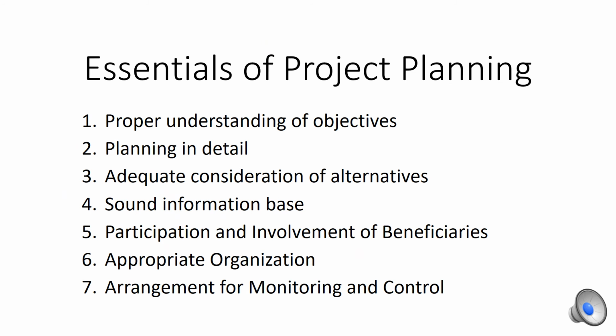Moving on to the next slide, it is about the essentials of project planning. Now, what does it include? Number one, proper understanding of the project and of the objectives, planning in detail, adequate consideration of the alternatives, sound information base, participation and involvement of the beneficiaries, appropriate organization, and arrangement for monitoring and control. I guess you all understand the points being discussed here. And as the name signifies, it means the same.